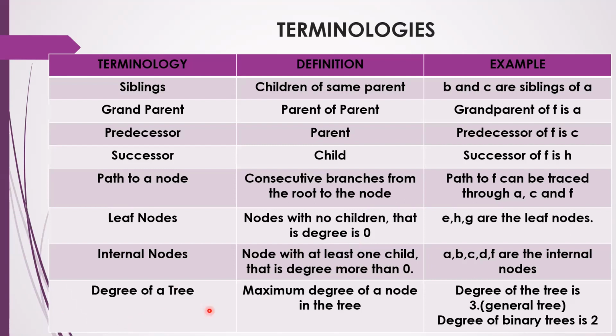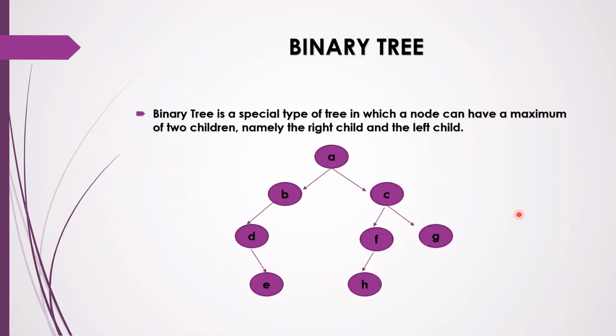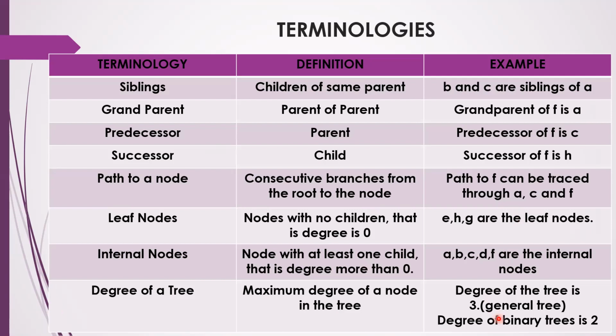And degree of a tree. The maximum degree of a node in the tree: for a general tree, like here, we had 3 degrees. But for a binary tree, it's always 2 only, because we can have 0 to 2 children. So degree can vary from 0 to 2. For this, it is 2.